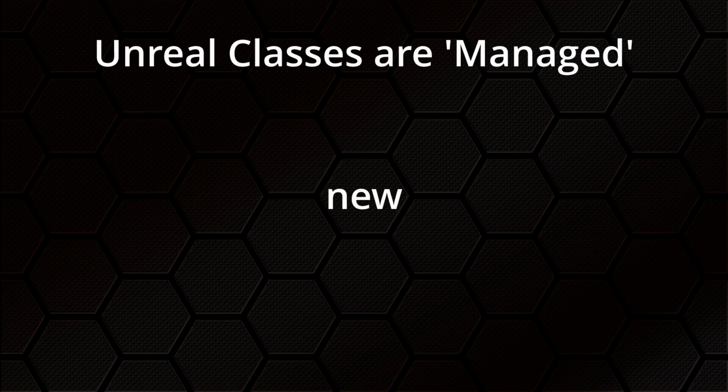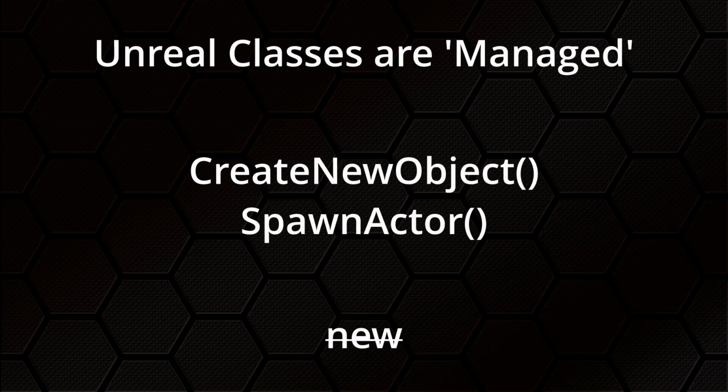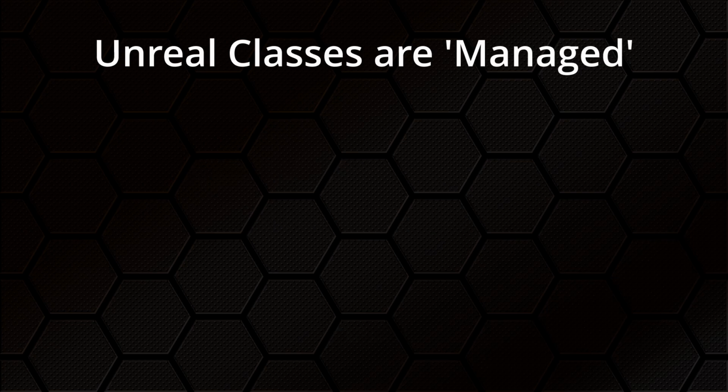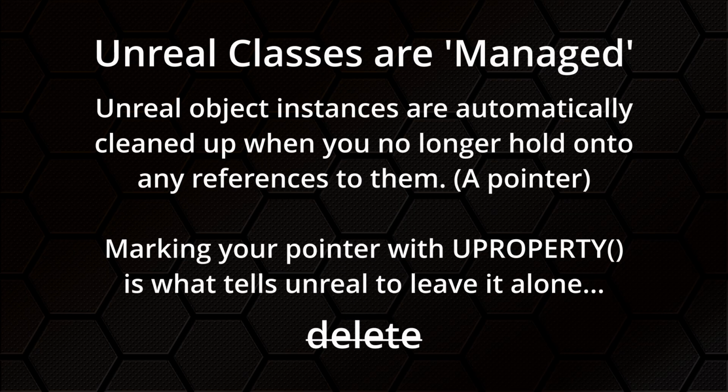That's all good standard stuff, but because Unreal classes are basically managed by the engine, it's not exactly how we do things. We don't create instances of Unreal objects with the familiar C++ new method. We have to use engine features, such as create new object or spawn actor. And we don't delete our objects either. Generally speaking, you don't actually have to do anything to get rid of your object instances once you're done with them. Once Unreal detects that there is nothing holding on to a reference to that instance, a pointer, then it will mark the object for destruction. And when it decides to perform garbage collection, it will get rid of it for you.